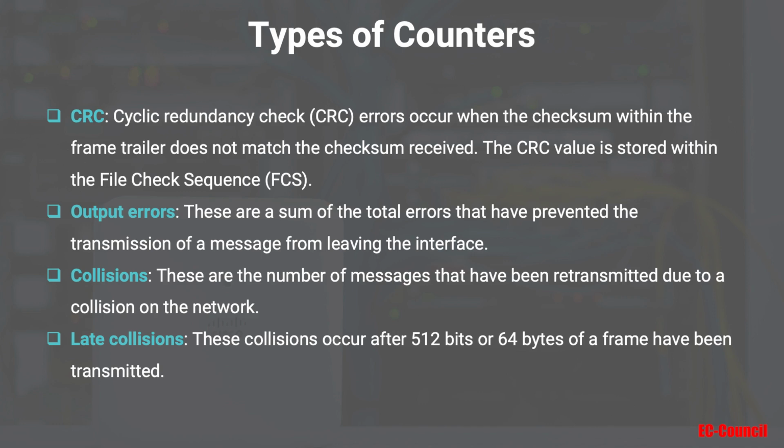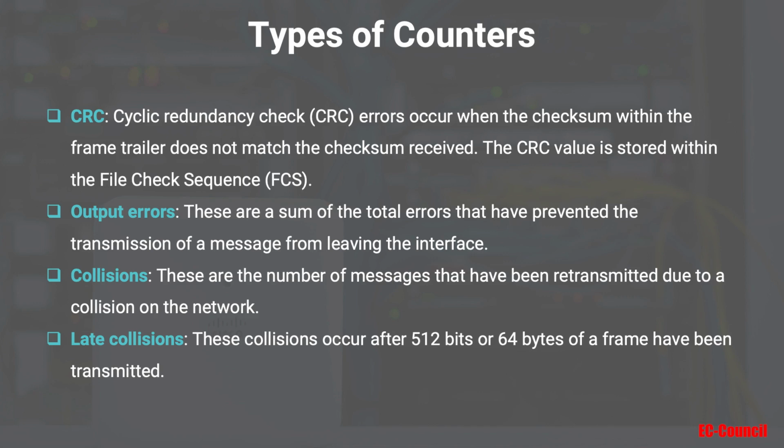There's also output errors. These are the sum of the total errors that have prevented the transmission of a message from leaving the interface. You'll also find collisions and late collisions. The collisions are simply the number of messages that have been retransmitted due to a collision on the network. The late collisions are simply collisions that occur after 512 bits or 64 bytes of a frame has been transmitted.